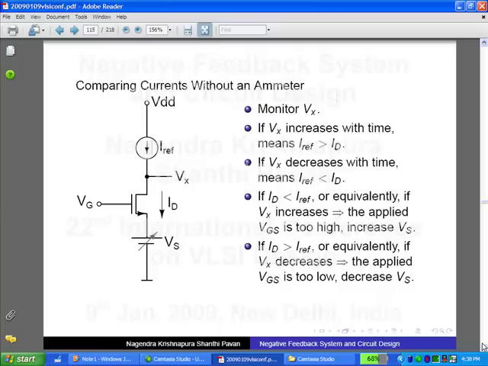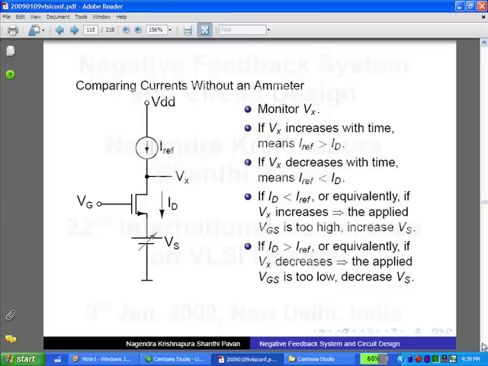So you compare the drain current with the reference current, monitor this node potential as usual, and if Vx increases with time, what does that mean? If this is going up, it means that IREF is greater than ID, which means that I must go and decrease Vs. Correct? On the other hand, if Vx is falling down, it means that I must increase Vs. And when should I stop this process? When this potential doesn't move. Correct? So if this goes up, I must pull this down. If this goes down, I must pull this up.